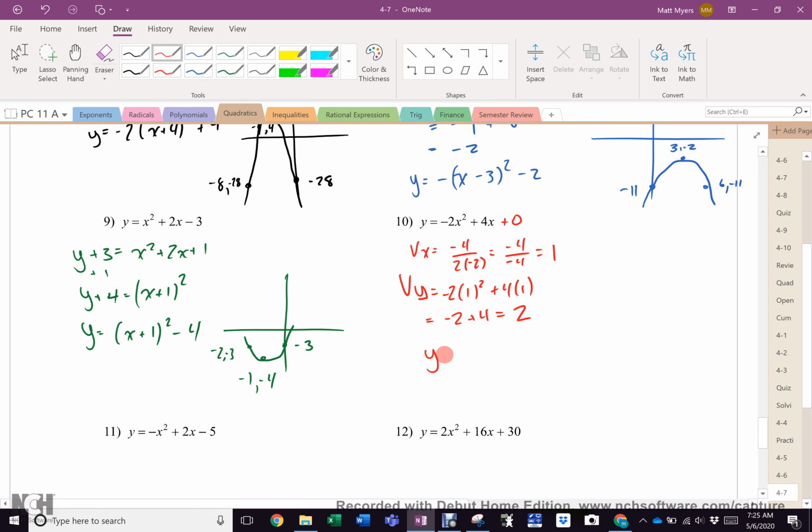So y equals negative 2(x minus 1) squared plus 2, because our vertex was (1, 2), and then I graph it. 1, 2, and it's negative, so it's going downwards. So when I go over 1 to 0, I should go down 1, but I really go down 2. So there's my y-intercept at 0, and this is (2, 0), and there's my graph.